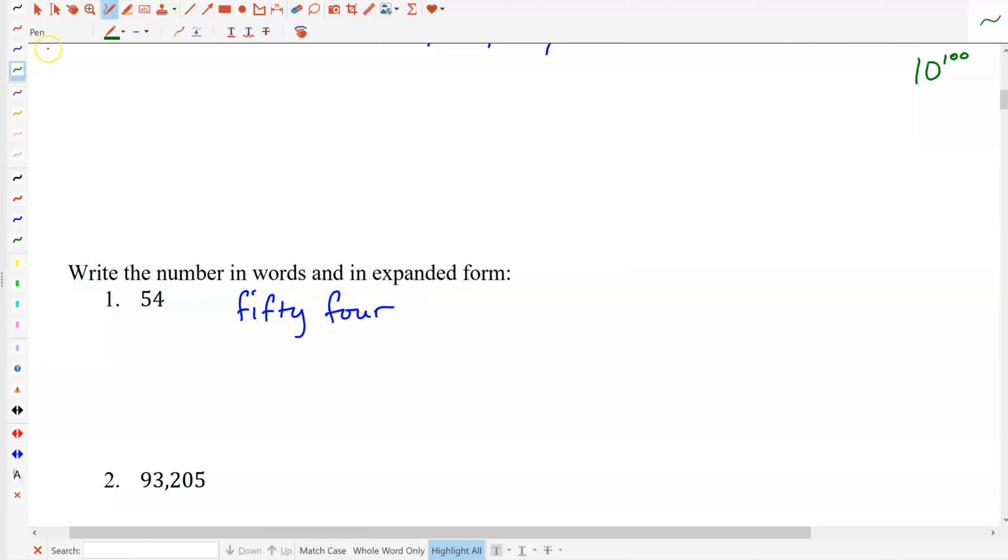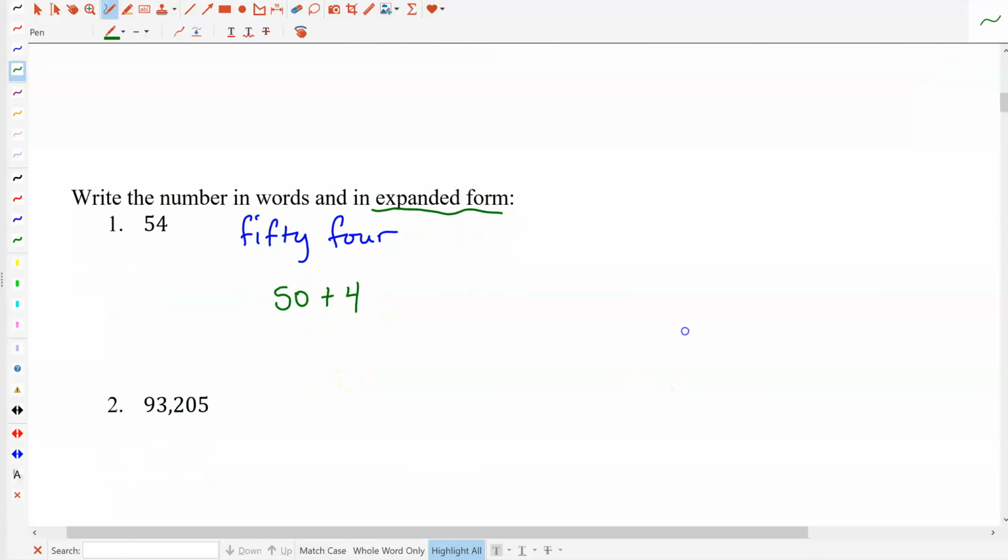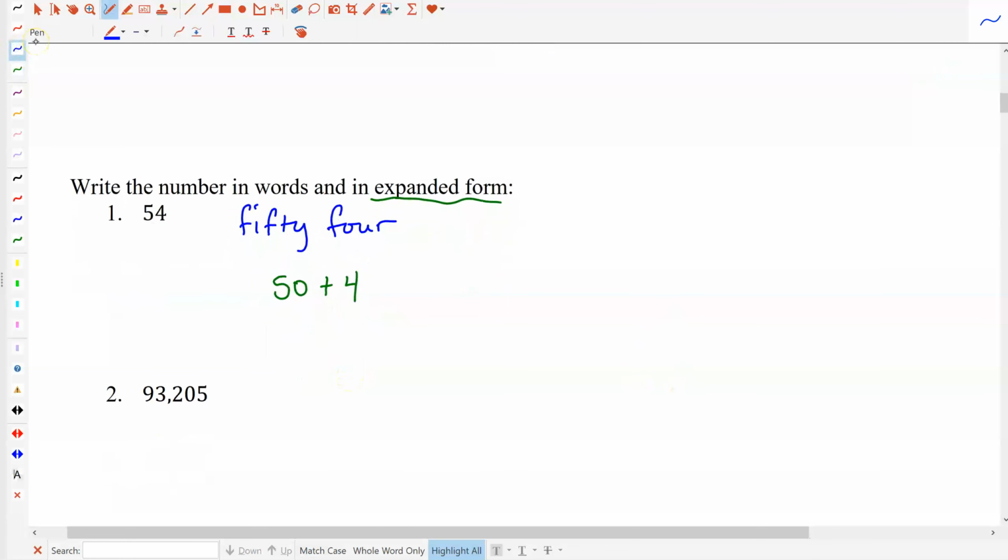Now when we go to write this in what's called expanded form, the only thing that's nice about expanded form is it allows us to see how the position that the number is in, or its place value, connects to the power of 10. So for this number, if I wanted to write it in expanded form, I could write this as 50 plus 4. Okay, so then I have this idea that this 5 is in the 10 spot, and this 4 is in my 1 spot. Right, so just as another example about writing a number in words and also how we would write it in expanded form.